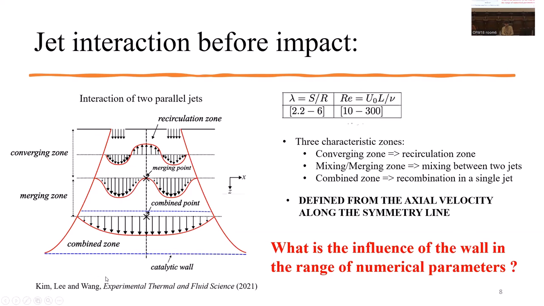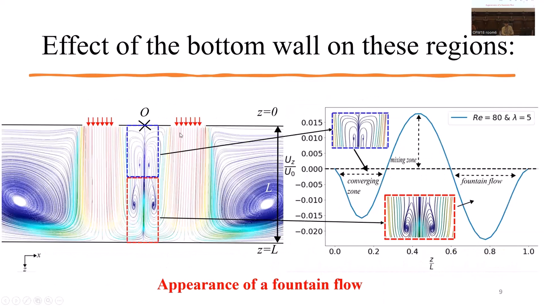So in this case, it's for free jets. However, in our case, we have a wall, so we need to see what the influence of this wall is on these different regions. To describe it, I represent the axial velocity along the symmetry line as a function of the z-axis, where zero corresponds to the top wall and one corresponds to the bottom wall. As we can see, we can define this converging zone from the top to the mixing point. Next, we define the mixing zone from the maximum of the axial velocity along the symmetry line. However, in the combined zone, we have a region where the axial velocity is negative, so we have this fountain flow, which goes back to the top.